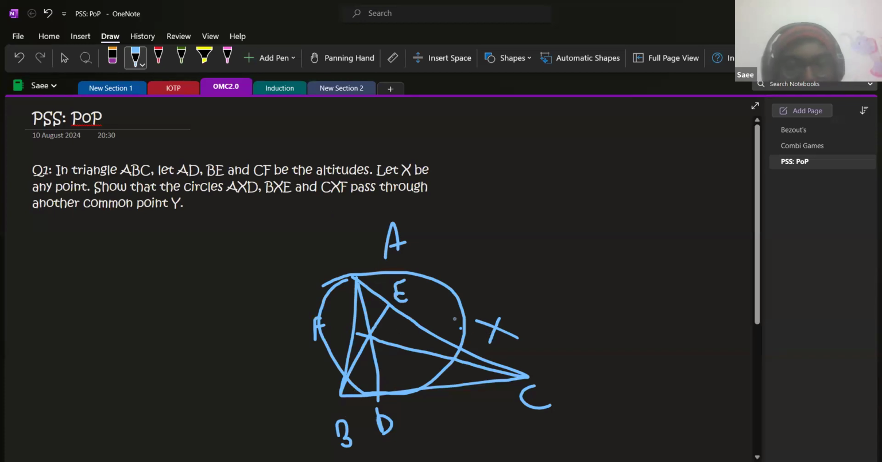BXE. We are going to assume that's a circle, and CXF pass through another point Y. So they have to avoid something like this. Yes, much better. CF. We need to show that the third circle also passes through this. Fine, something like this.